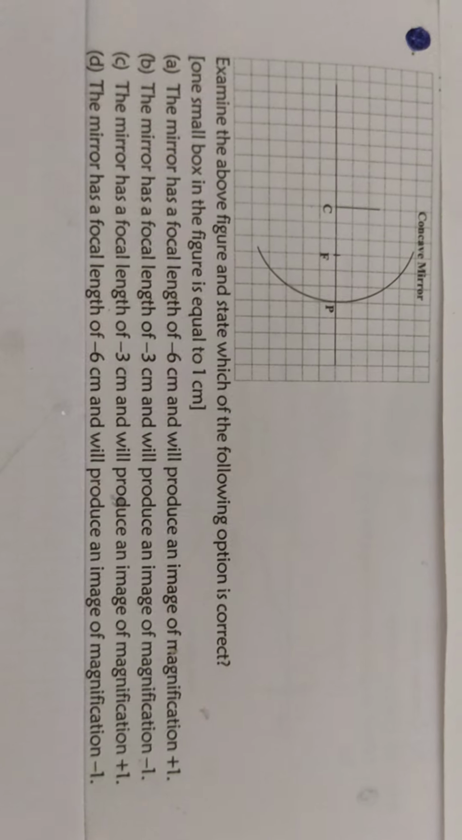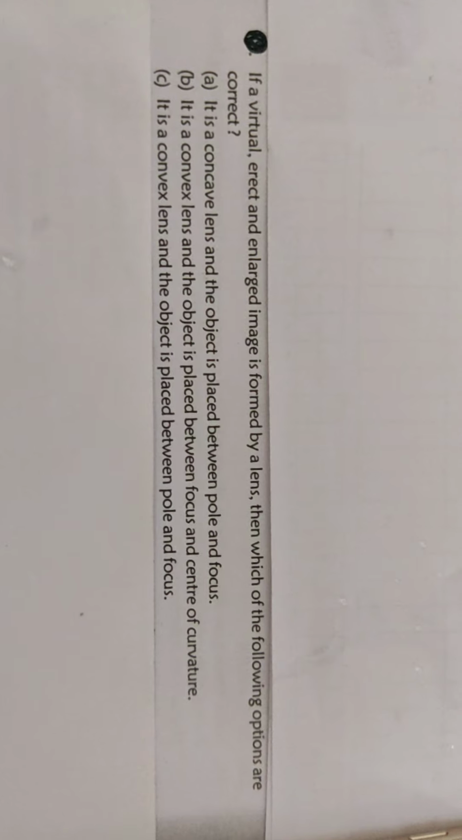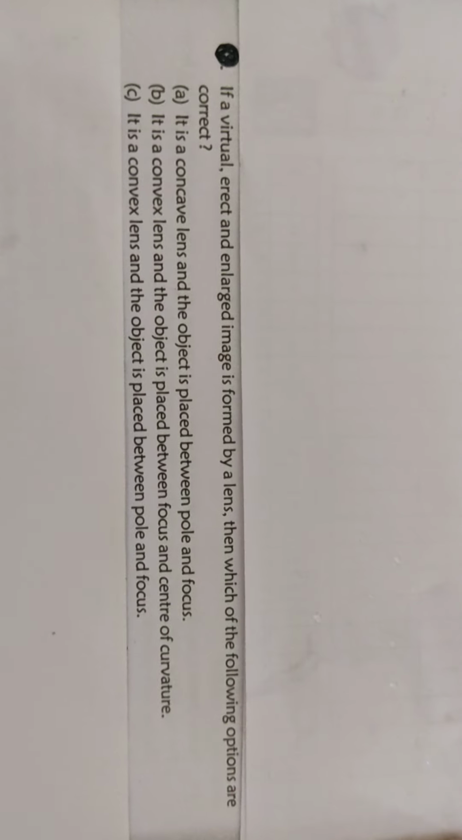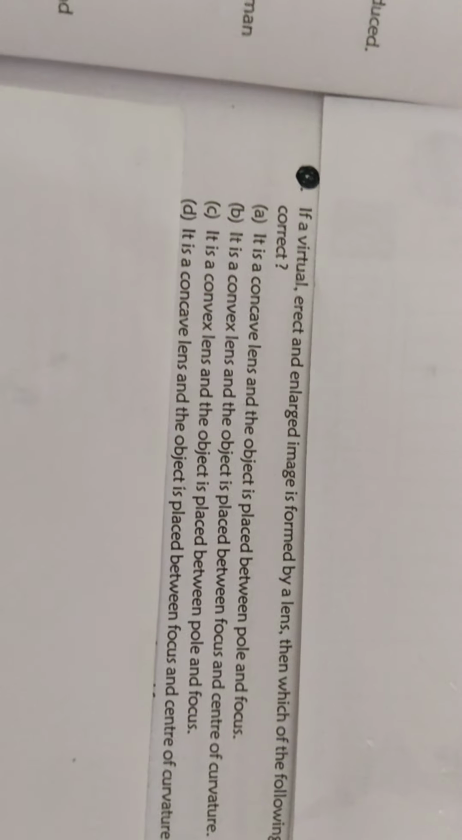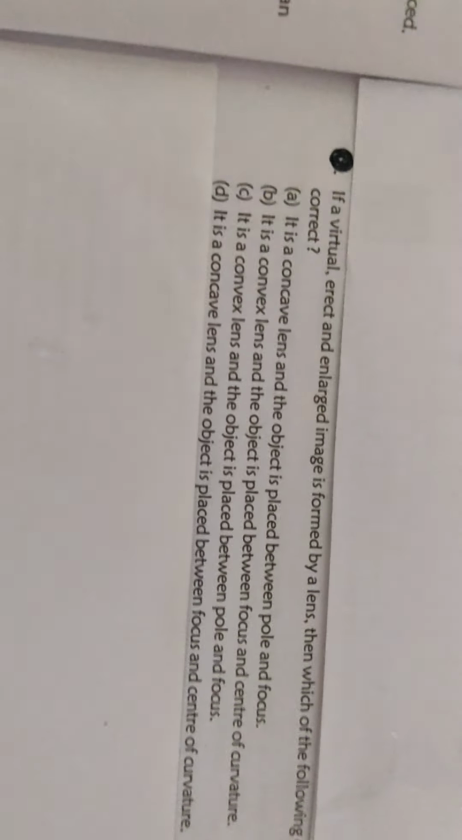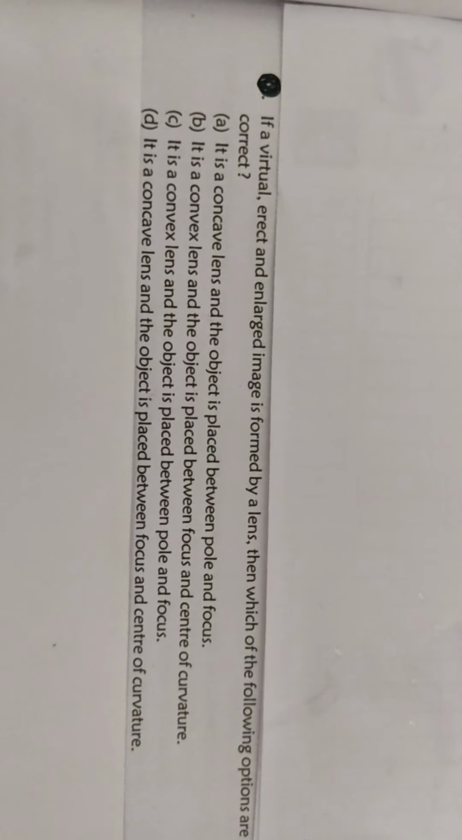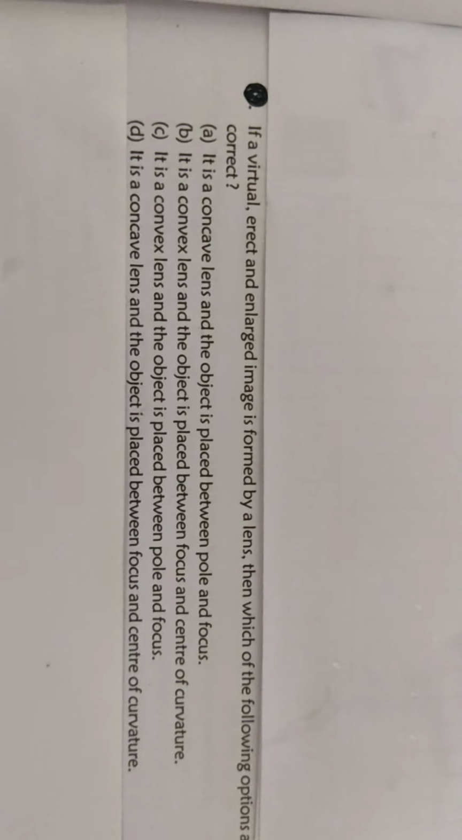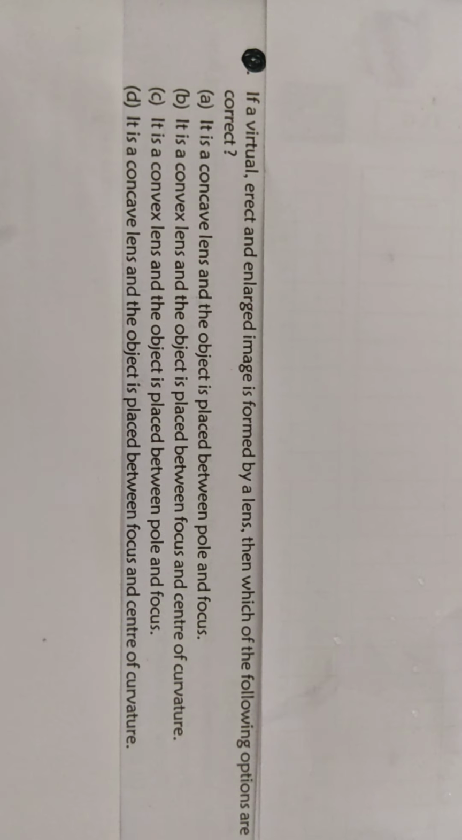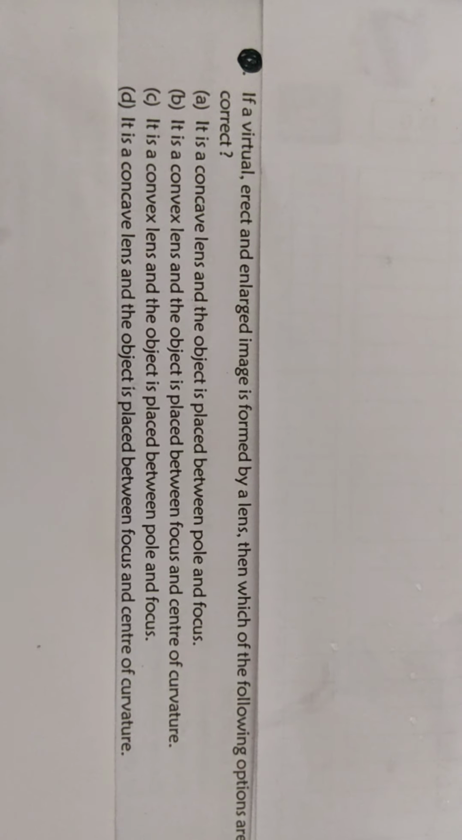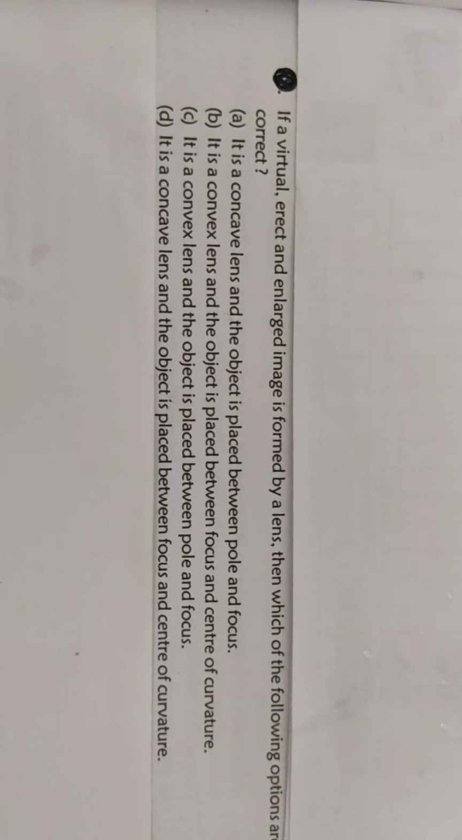Hope it is clear. Now this is the next question. If a virtual, erect and enlarged image is formed by a lens, then which of the following options are correct? Just wait, let me make the 4th option also visible. Now we know that in case of a concave lens, always a virtual, erect and diminished image is formed. So a virtual, erect and enlarged image is formed only when the lens is a convex lens. So either the second or third option.